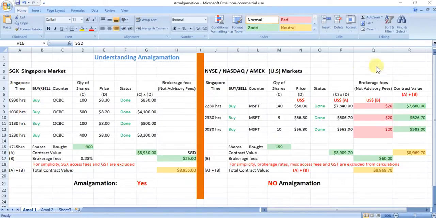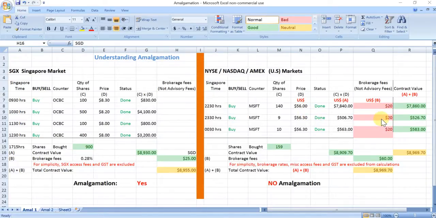For the US markets on the right, consider an investor who bought 140 shares of Microsoft at 10:30 p.m., or 2230 hours, and subsequently he realized that he has some residual US dollars, and he decided to buy some more Microsoft shares. So he bought some shares again an hour later, and as in these examples, the brokerage is calculated each time a transaction was done.